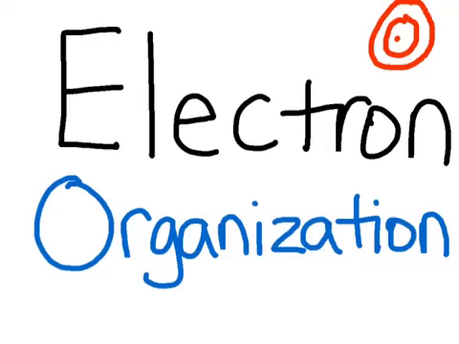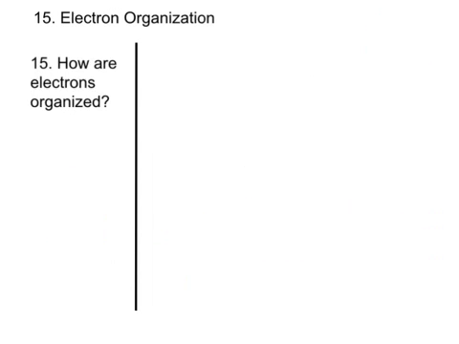So we've concluded our notes about the nucleus of the atom, and now we're going to take a look at electrons. These notes are called Electron Organization. We're going to take a look and see how the electrons are organized outside of the nucleus.